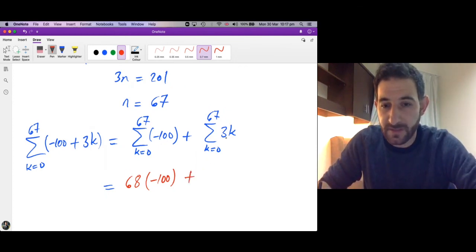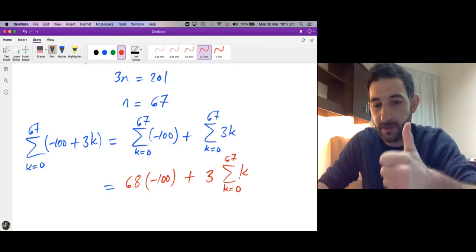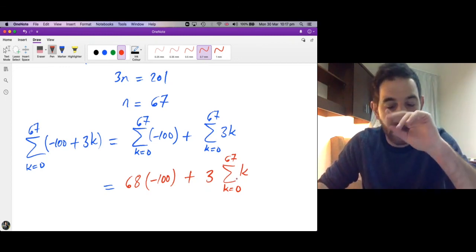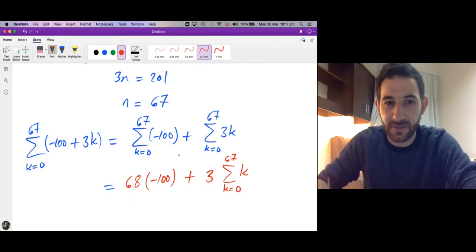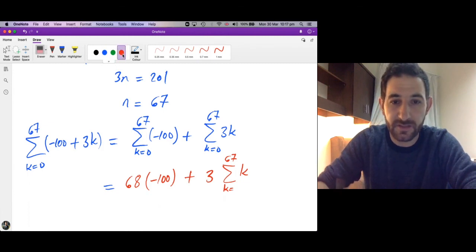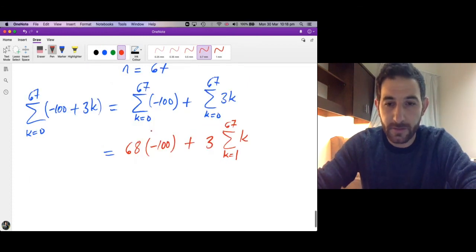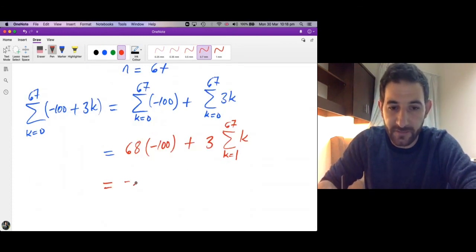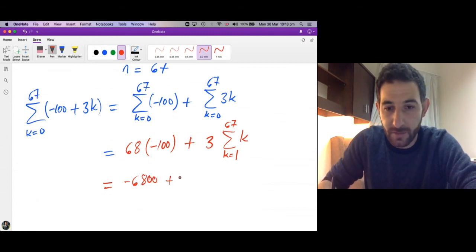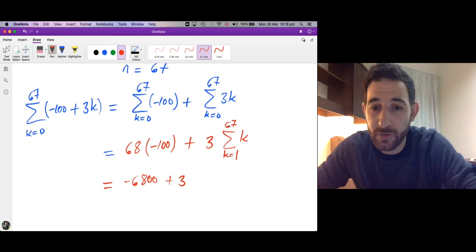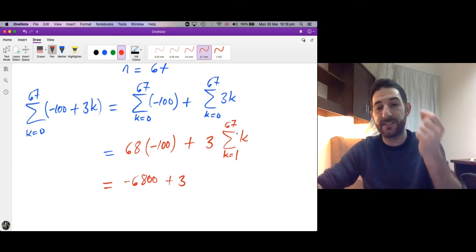Plus, now 3 is a constant, I can take it outside, and this is the summation of k, where k ranges from 0 to 67. What is this summation? It's 0 plus 1 plus 2 plus 3 plus 4 up to 67. Because the first term is 0, it doesn't change the summation, so I can just say it starts from 1. Now what do we have? This is negative 6,800 plus 3 times the summation from 1 to 67. This is the summation of the first 67 positive integers.